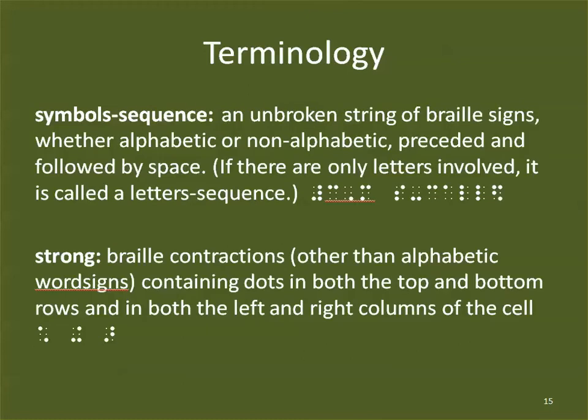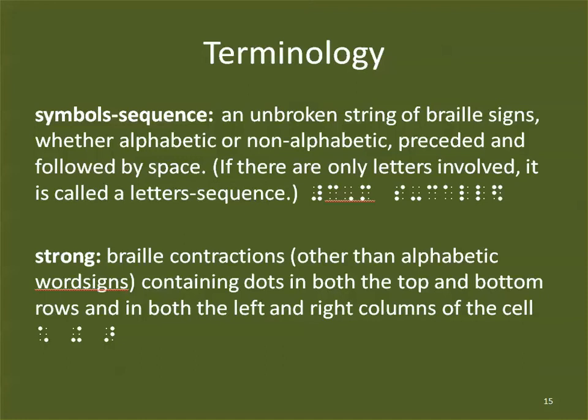Just 2 more terms. Well, there's another one on the next slide, but 2 more here. Symbols sequence. We're going to be using that term a lot. The formal definition of that is an unbroken string of Braille signs, whether alphabetic or non-alphabetic, preceded and followed by a space. In summary, that means anything between 2 spaces. If there are only letters and not numbers or symbols involved, then it's called a letters sequence.